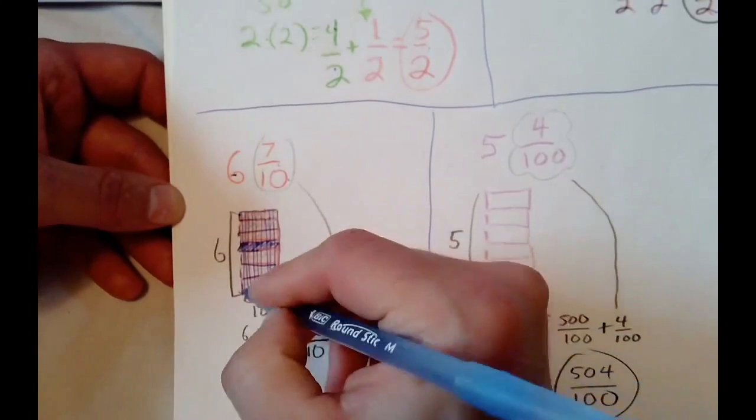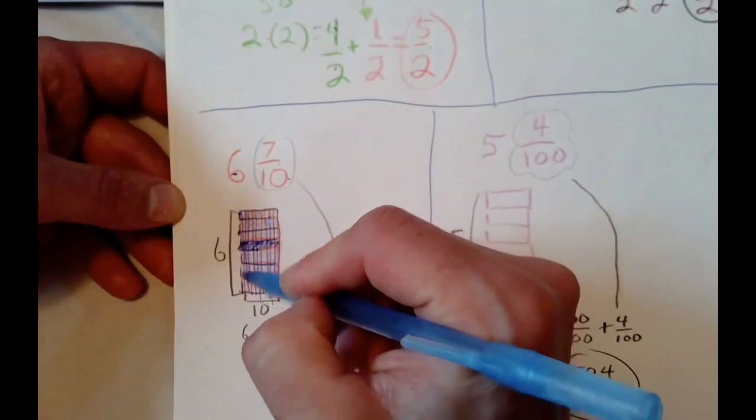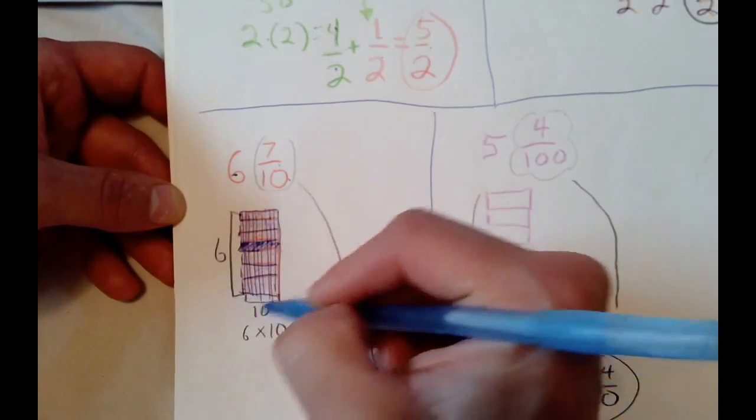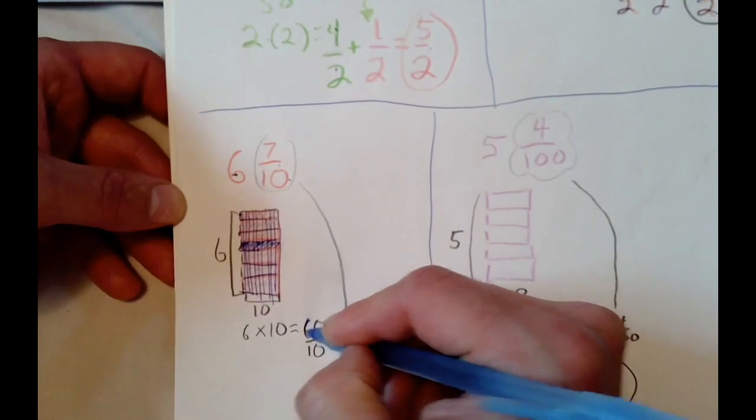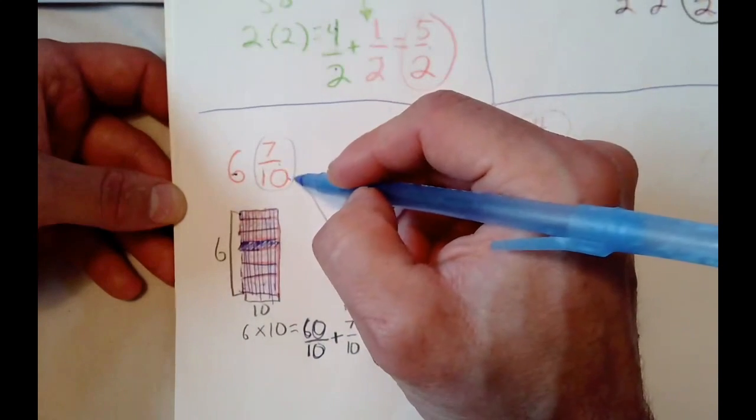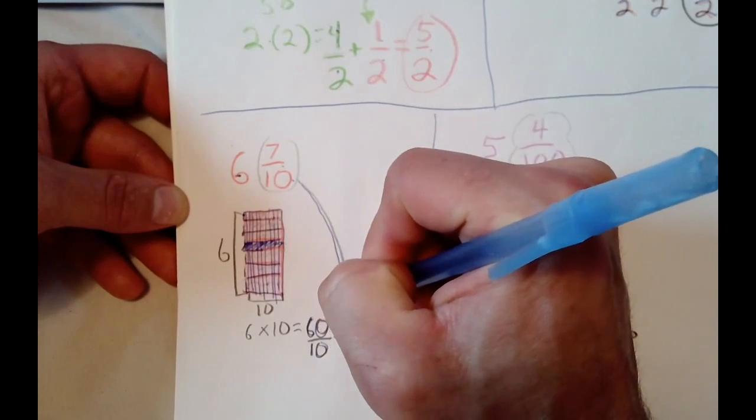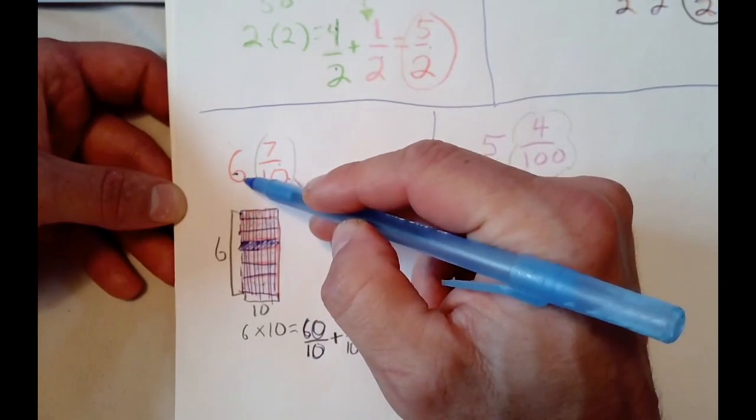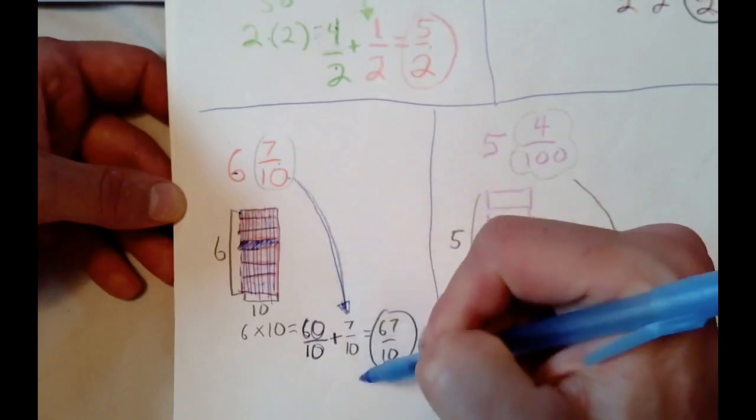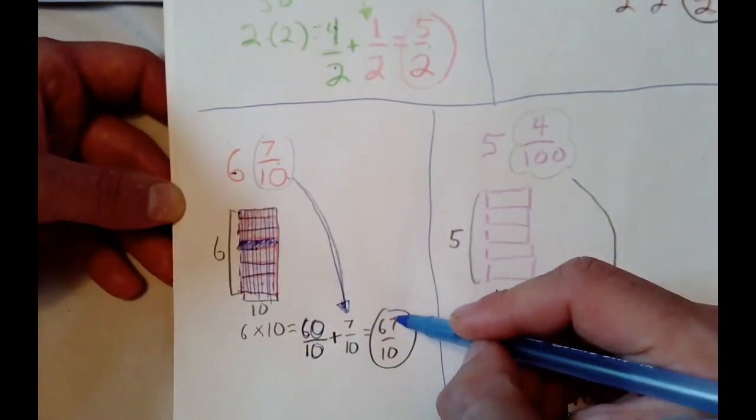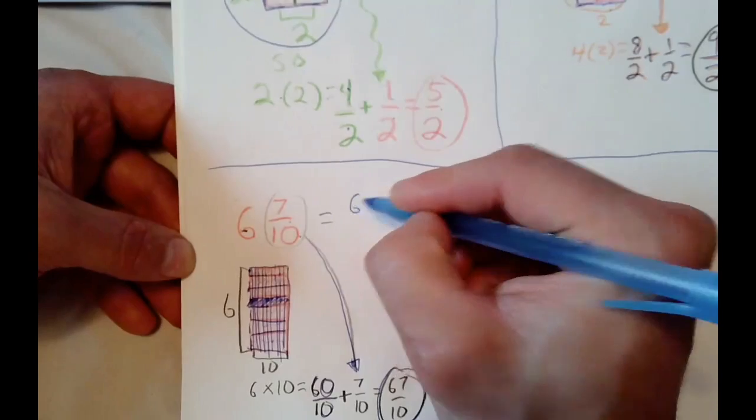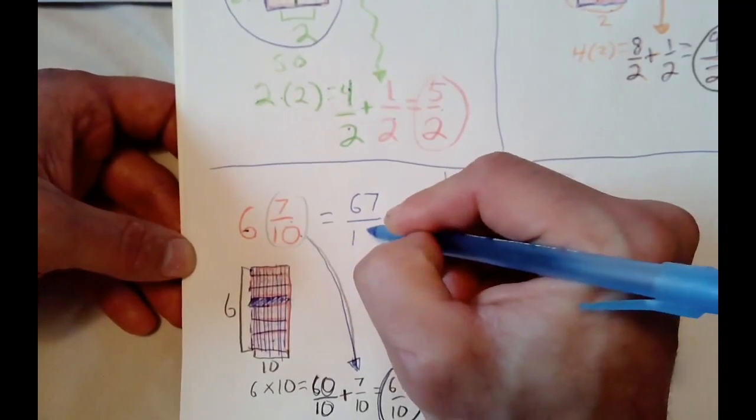Now I've got 10 pieces this way, so I've got 6 wholes, each of them has 10 pieces. There's 60 pieces here altogether. 6 times 10 is 60. What size are the pieces? They're tenths. I already also had 7 tenths right here. So I take the 60 tenths, plus the 7 right here. 60 plus 7 is 67. My piece size is tenths. 6 and 7 tenths is equivalent to 67 tenths.